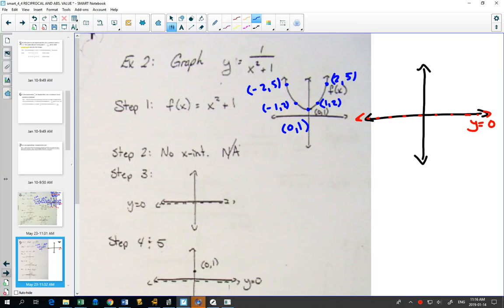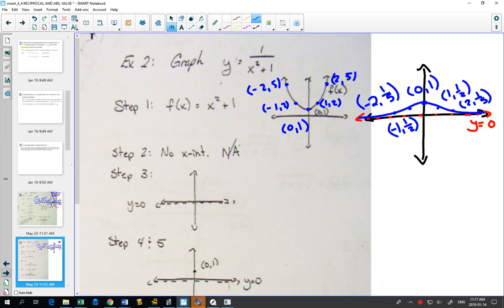Now we go to our points. What's going to happen to negative 2, 5? Negative 2, 1 over 5. What's going to happen to negative 1, 2? Negative 1, 1 over 2. What's going to happen to 0, 1? 0, 1 over 1, which stays 0, 1. 1, 2. And this one is your speed bump.